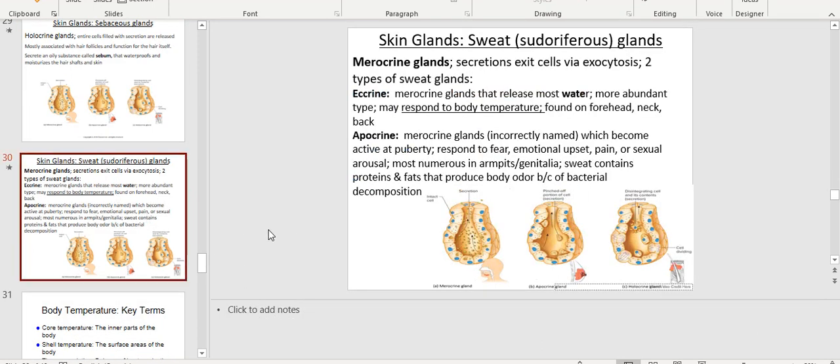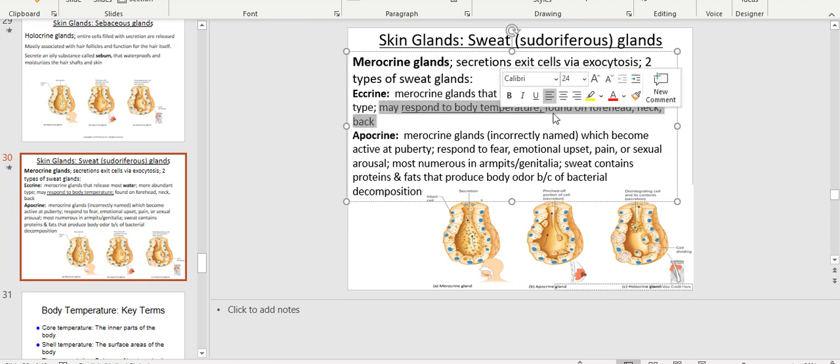All right. Your sweat glands, your sudoriferous glands, okay, we also call these merocrine glands, and secretion exits via exocytosis. You guys all know exocytosis there. Two types of sweat glands here, we've got eccrine and apocrine, okay? Eccrine glands are merocrine glands that release mostly water, the more abundant type, and may respond to body temperature. Found on the forehead, neck, and back. You also have apocrine glands, okay, which become active at puberty. They respond to fear, being emotionally upset, pain, sexual arousal, and are most numerous in the armpits and the genitalia. Sweat contains proteins and fats, which gives it that kind of distinctive odor, okay?